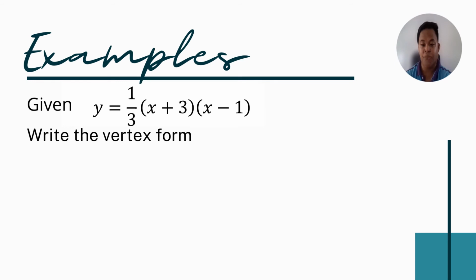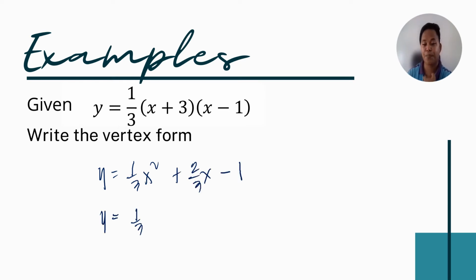We are to write the vertex form of this quadratic function y is equal to 1/3 times the quantity x plus 3 times the quantity x minus 1. So we have the same given function from our previous slide po. And we already determined the function in the general form, which is y is equal to 1/3 x squared plus 2/3 x minus 1.